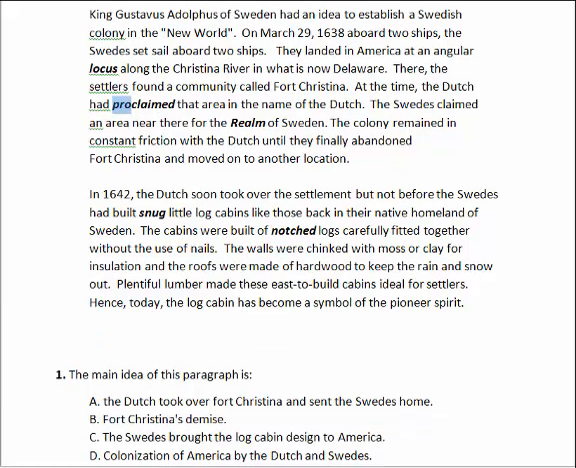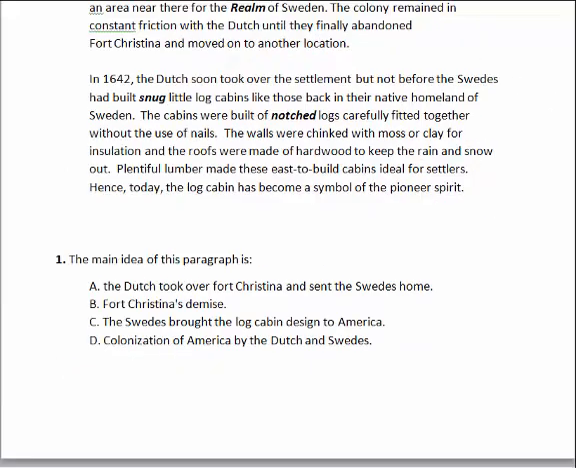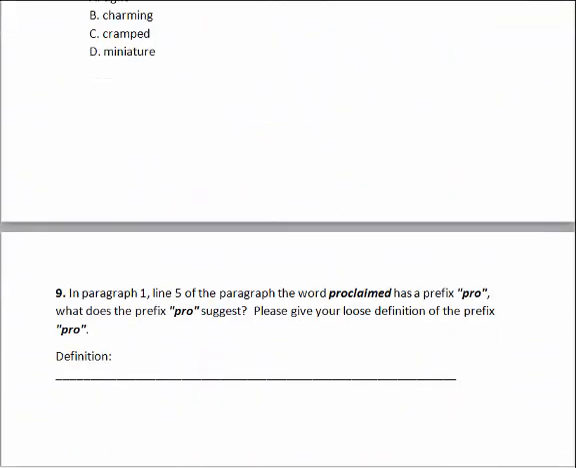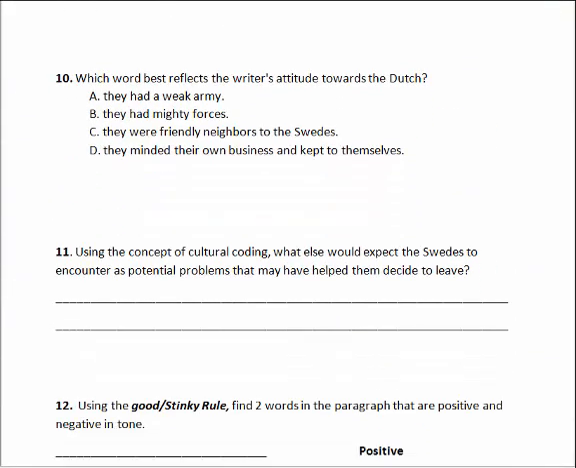So you see, we used a little bit of prefix, we used a little bit of cultural coding, and we used a little bit of reading the sentence around, as well as good stinky on that one. Let's jump on in. We'll take a look at the next problem. It is problem number 10. Which word reflects the author's attitude towards the Dutch? What do we know about the Dutch?